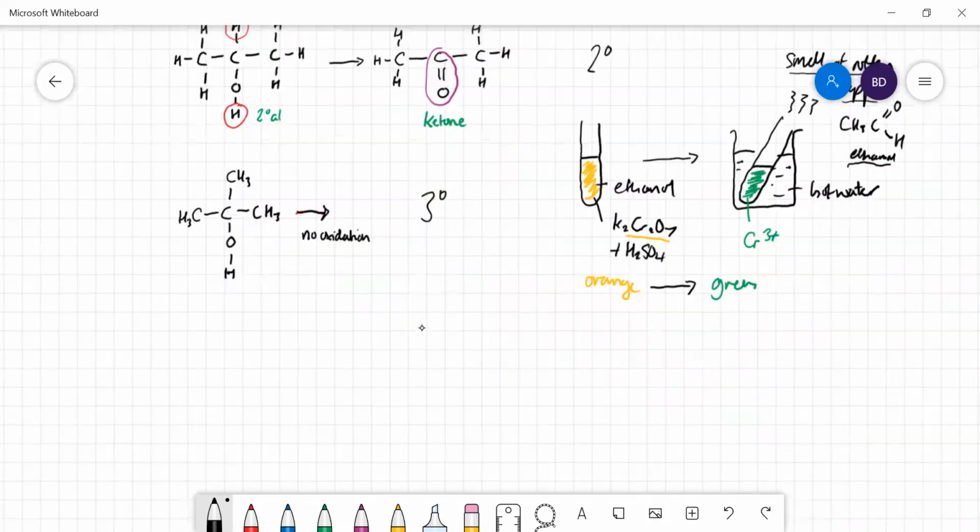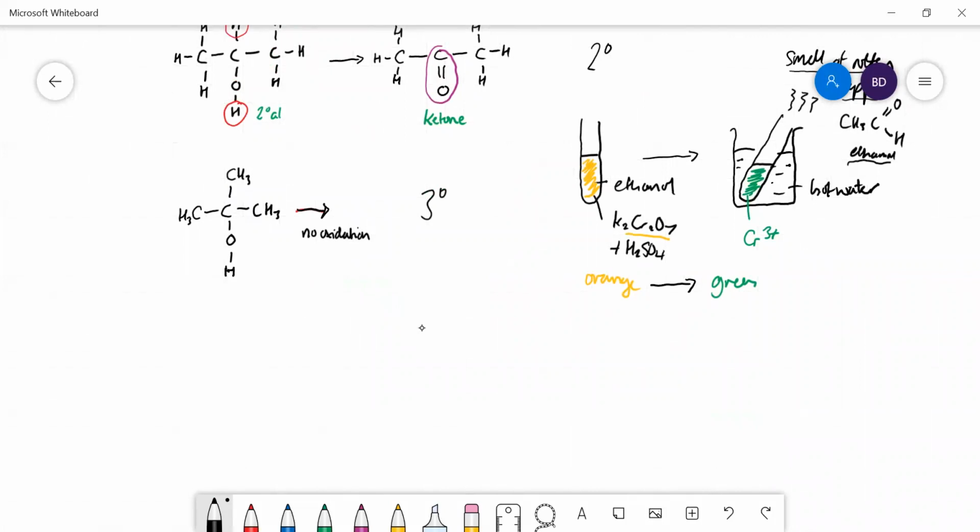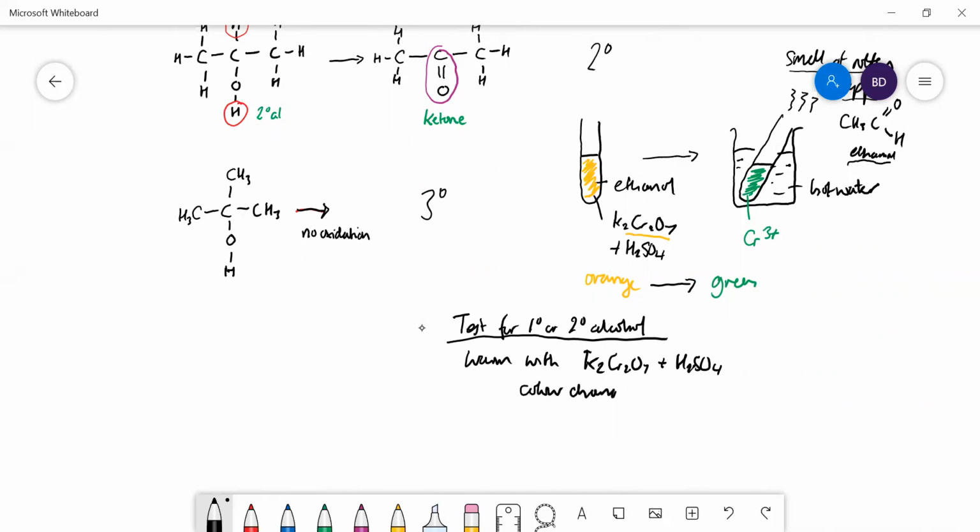So before I finish, I'll just write that down. So test for a primary or secondary alcohol. What you can do is you can warm with acidified potassium dichromate, and you'll get a color change from orange to green. Okay, more detail on oxidation of alcohols in the next video then.